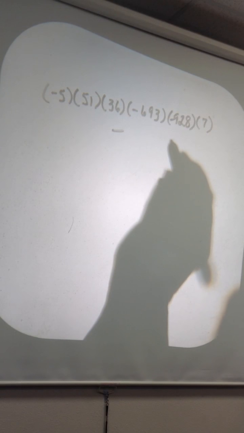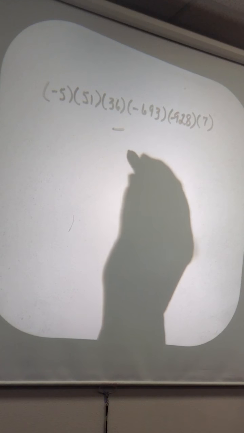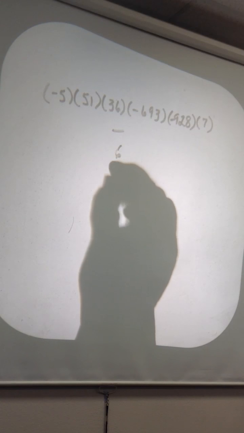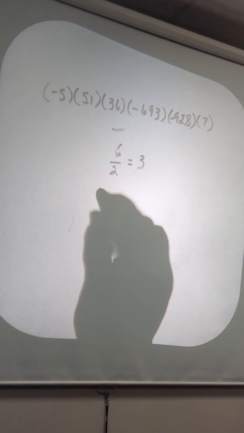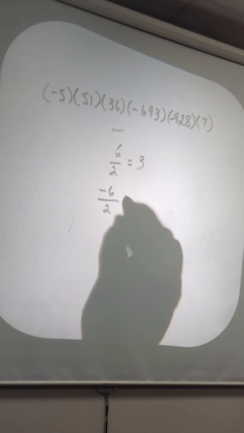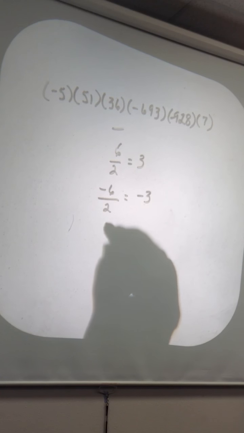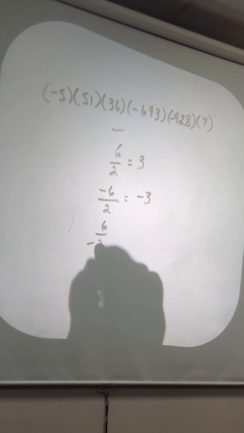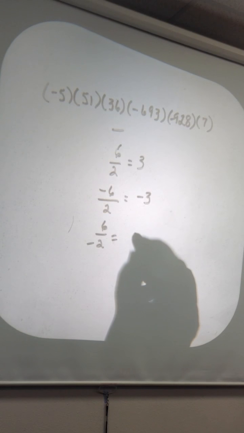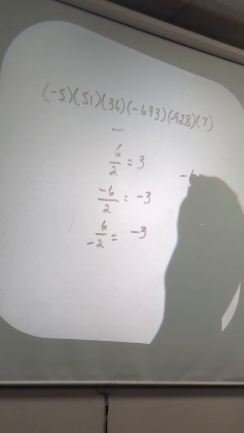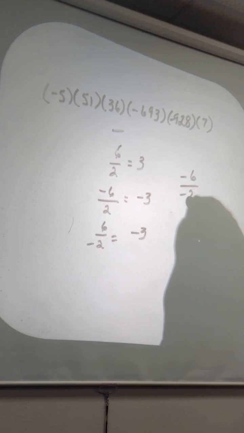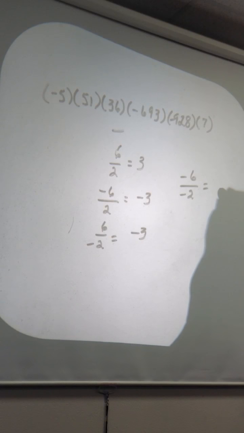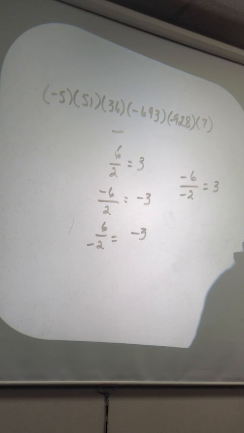Now, it works the same way for division. So if you have a problem that says 6 divided by 2, that equals 3. If it's negative 6 divided by 2, it's going to equal negative 3. If it's 6 divided by negative 2, it's going to equal negative 3. And if it's negative 6 divided by negative 2, it's going to equal 3. Okay? Count the negative signs.